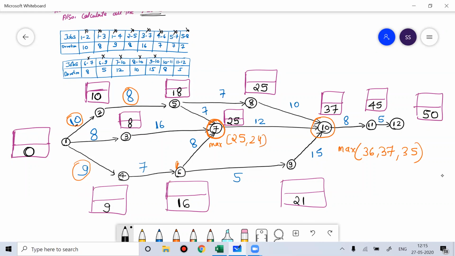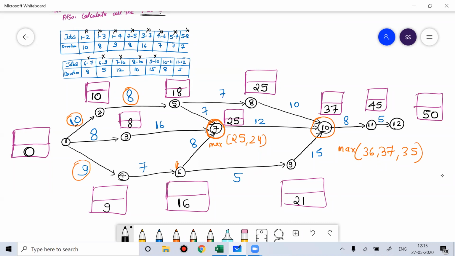It's very simple. You just need to use your common sense. In the forward pass method, you just need to keep adding, going from left to right. Through the forward pass method we fill the bottom part of the data, which is the earliest time.